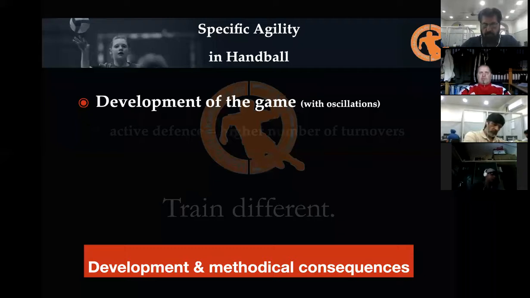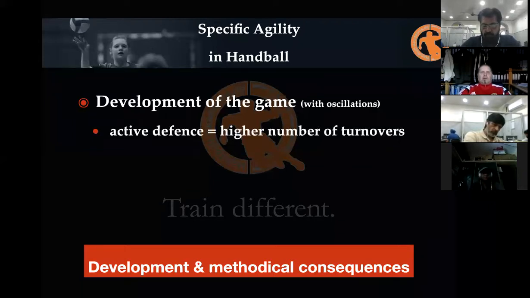The first is the active defense. If we use active defense in our game, one of the goals of that active defense is to produce a higher number of turnovers and get into possession of the ball. From that possession, you can go to attack very quickly. This is something which in certain periods of the development of our game was really important, this active defense.